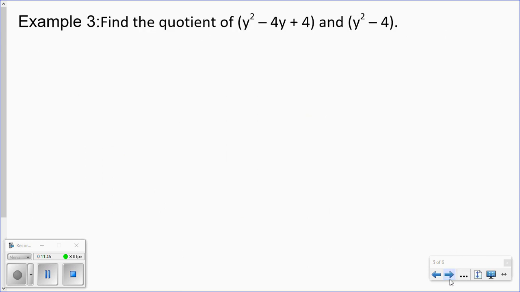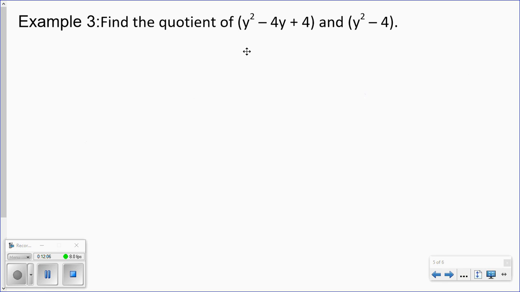Next one. Find the quotient of y squared minus 4y plus 4 and y squared minus 4. Quotient means to divide. Okay? Quotient is the answer you get when you divide. So basically it's saying find the answer when you divide this guy by this guy. You always put the one that's first on top.